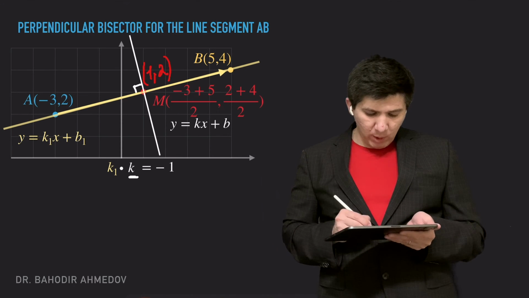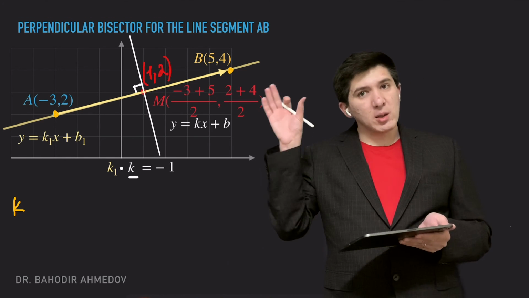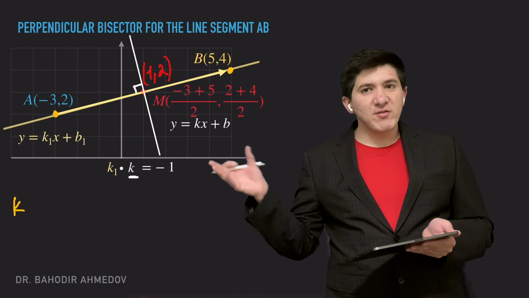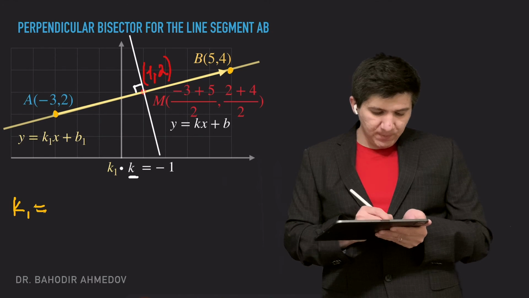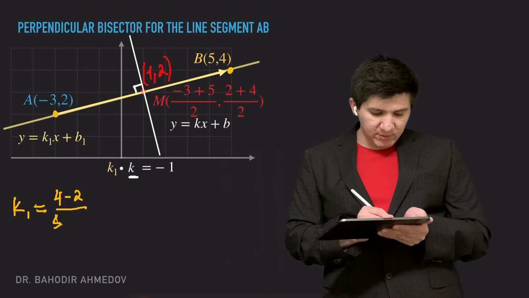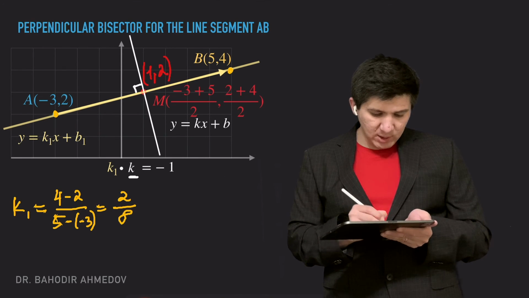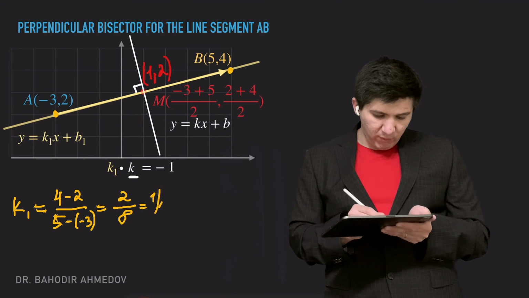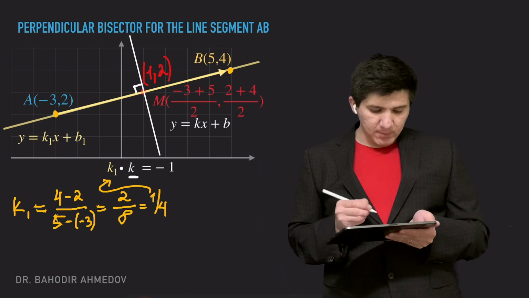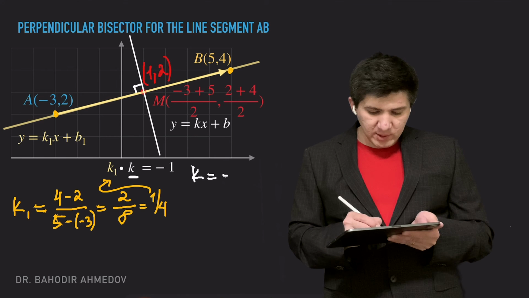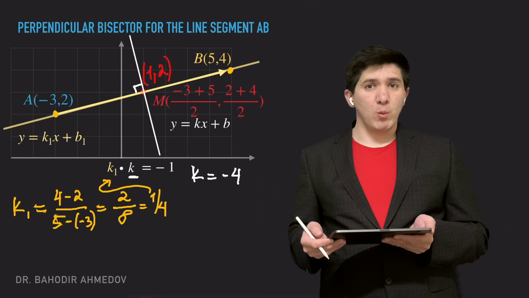So now the idea is I'm going to find this k by just finding k1. We can find k1 because we know the coordinates of these 2 points here and here. Essentially, we can subtract the y coordinates of these 2 points and divide by the difference of their x coordinates. So k1 is going to be equal to (4 - 2) divided by (5 - (-3)). So this is going to be equal to 2 divided by 8, which is going to be equal to 1/4. I'm going to substitute this to find k. So k is going to be equal to -4, right? Because if you multiply 1/4 by -4, you will get -1, essentially.